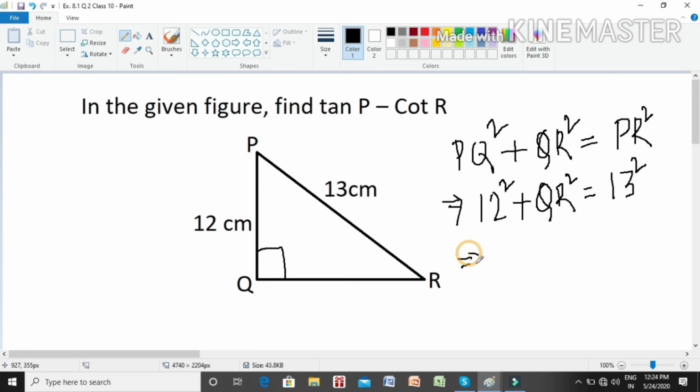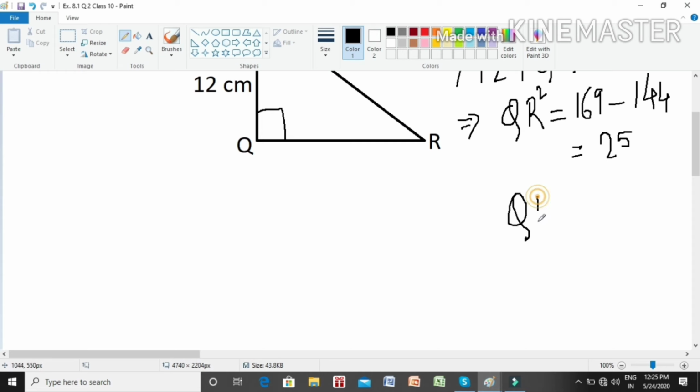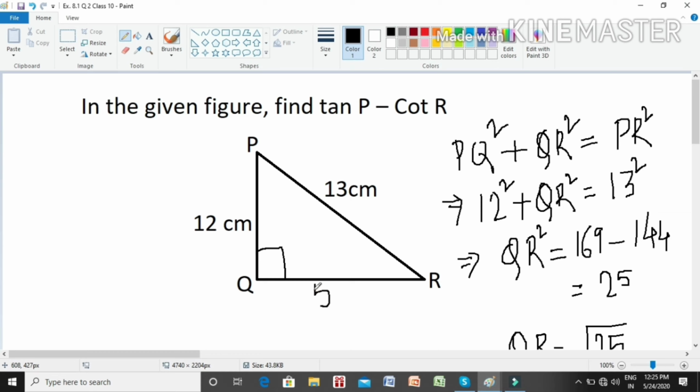So we have QR square equals 13 square, which is 169, minus 12 square, which is 144, and that will give us 25. So we need to find QR. QR will be the square root of 25. Square root of 25 will give us 5, and we have got QR as 5 centimeter.